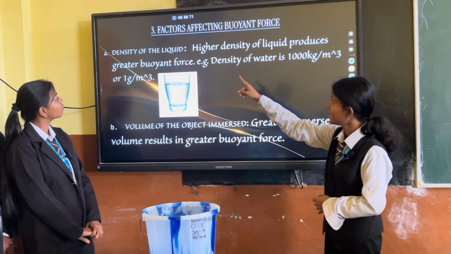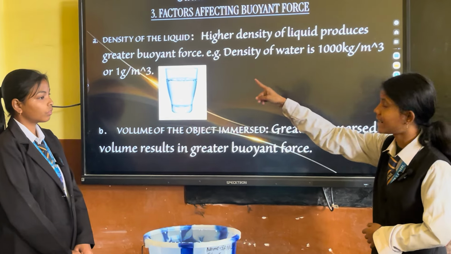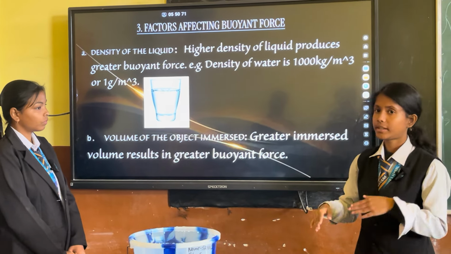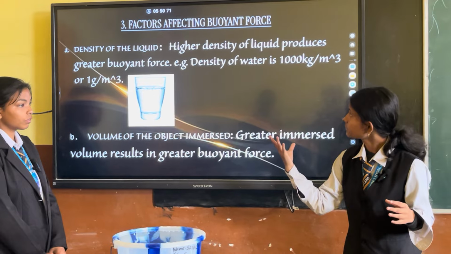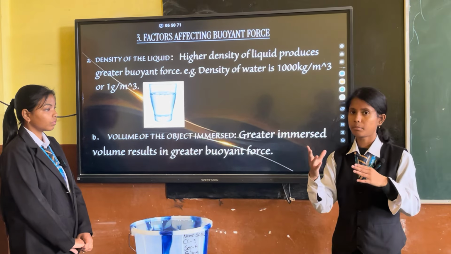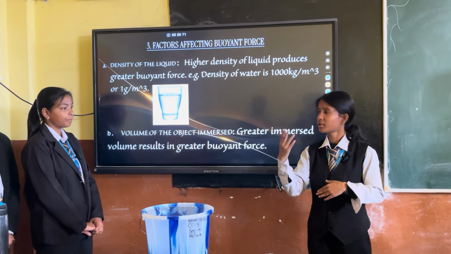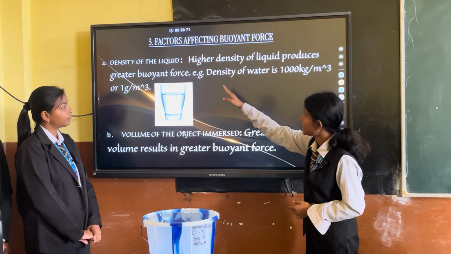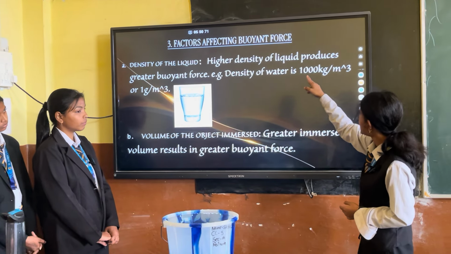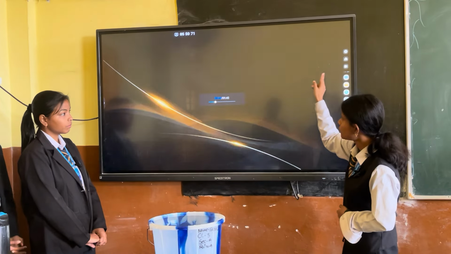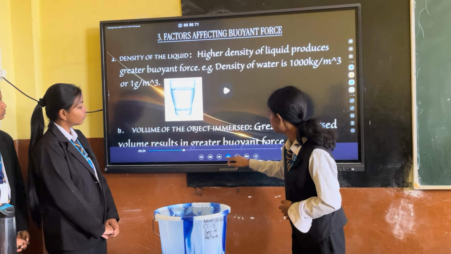So, density of the liquid. Higher density of liquid produces greater buoyant force. So the more the density of the fluid is, the more buoyant force it produces, and then the objects can float much more easily. So here we are taking the density of water. The density of water is 1000 kg per meter cube, or we can say 1 gram per centimeter cube.